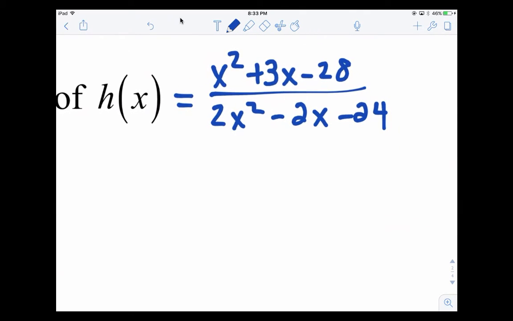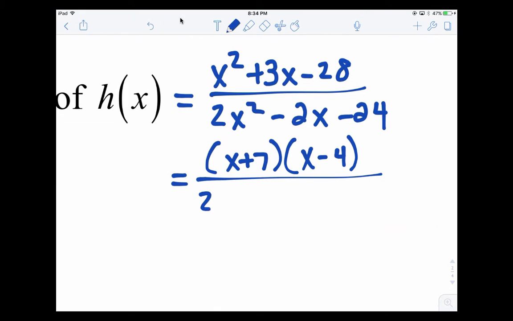Okay, so that's the function that I'm going to be working with. This is a rational function, so I have to be worried about not having a 0 in my denominator. Since it's a polynomial there, I have to try and factor it. So I'm going to factor the top and the bottom, just for this case. You have x plus 7 times x minus 4 on the top. On the bottom, if you take out a 2, you're left with x squared minus x minus 12.